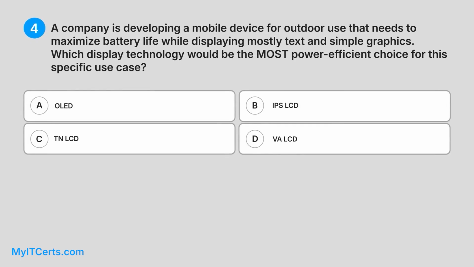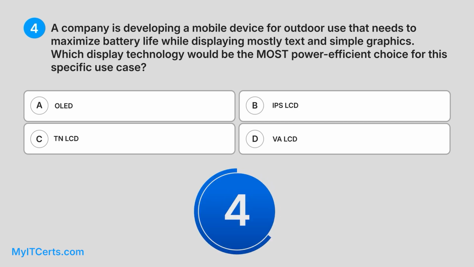4. A company is developing a mobile device for outdoor use that needs to maximize battery life while displaying mostly text and simple graphics. Which display technology would be the most power-efficient choice for this specific use case? A. OLED, B. IPS LCD, C. TN LCD, D. VA LCD. What do you think is the answer?